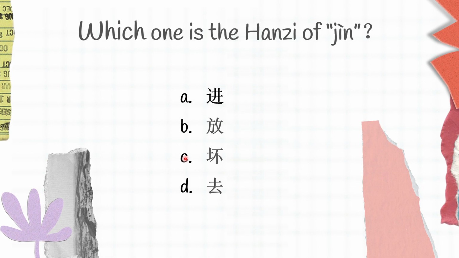So guys, another question for today. Which one is the hands of 进? You can try to guess first. A is 进, B is 放, C is 坏, D is 拒. And the right answer for this question is A.